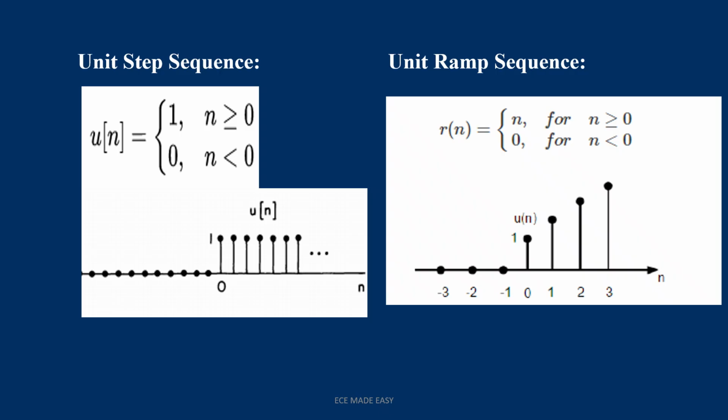Then the unit ramp sequence, which is denoted by R of n, which is equal to n for n greater than or equal to 0 and 0 for n less than 0. It is gradually increasing. Here the slope is considered 1. That's why the name given is unit ramp.